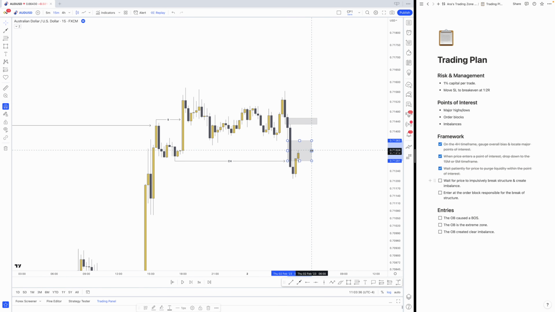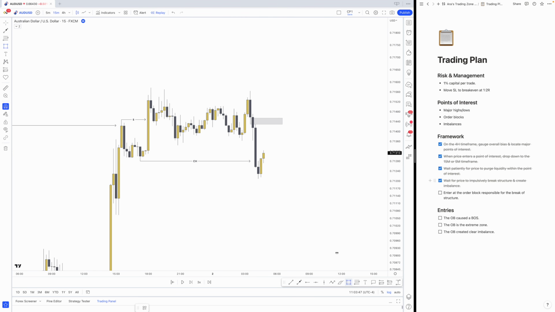Now I choose to only focus on the extremes of the current leg that we're in. So I'm only going to focus on this up here. So we can certainly check that off the list. And now we have to locate the order block, which is just above it. It's the last bullish candle there before the bearish move.